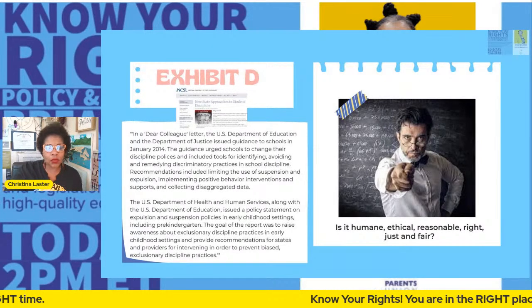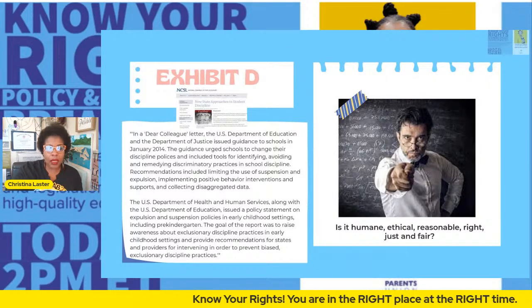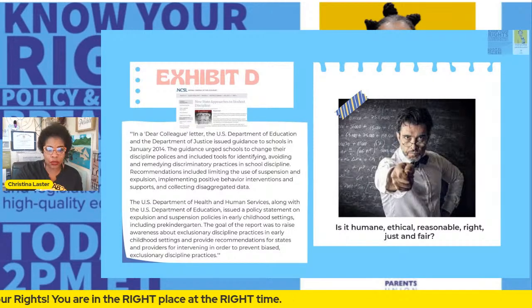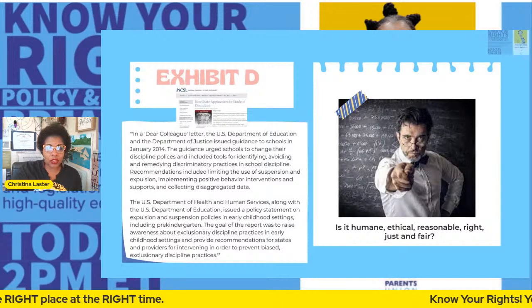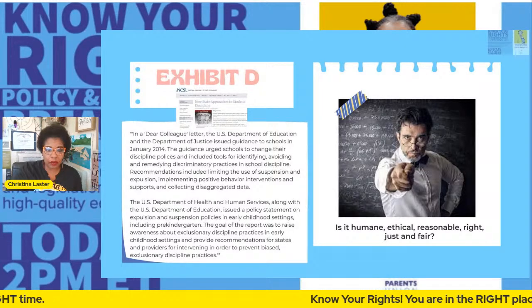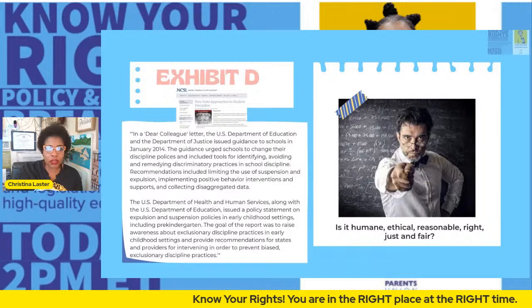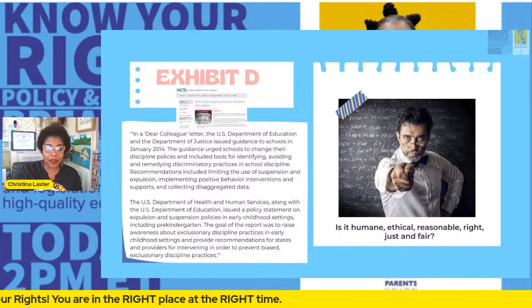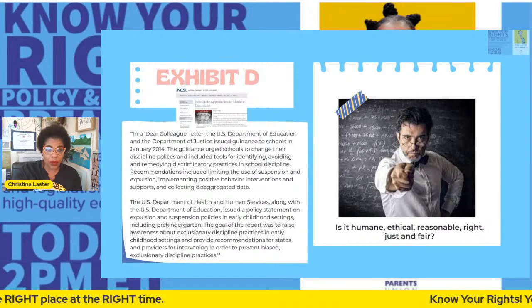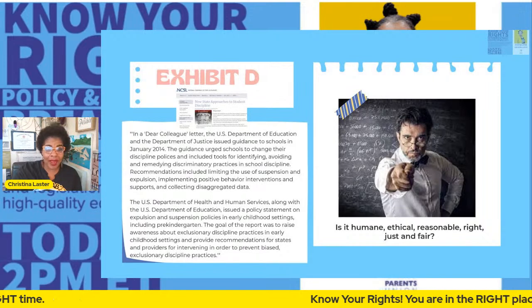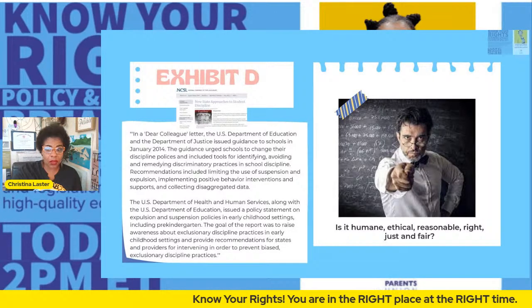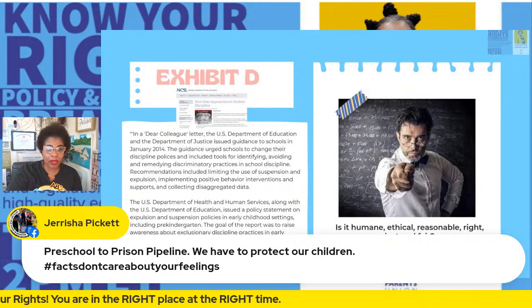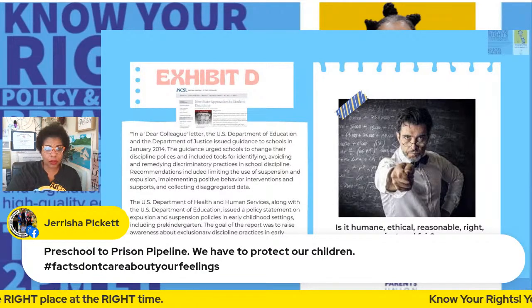Okay. So we have right here Exhibit D. Let me go ahead and read this. In a Dear Colleague letter, the U.S. Department of Education and the Department of Justice issued guidance to schools in January of 2014. The guidance urged schools to change their discipline policies and included tools for identifying, avoiding, and remedying discriminatory practices in school discipline. Okay, so we have a parent right here that said, preschool to prison pipeline, we have to protect our children. Absolutely. Okay, absolutely.